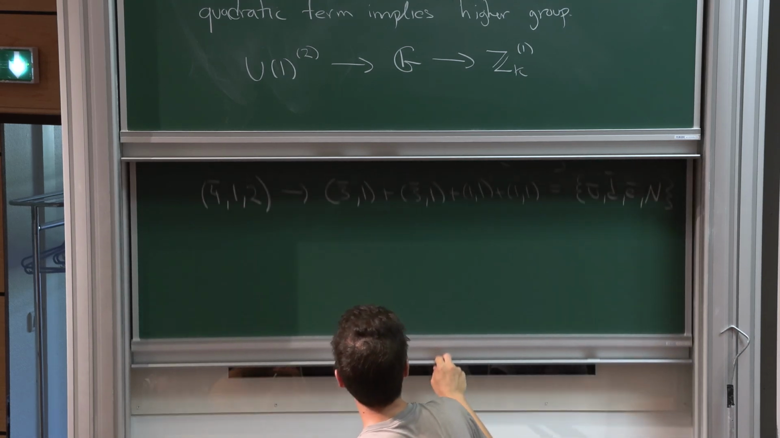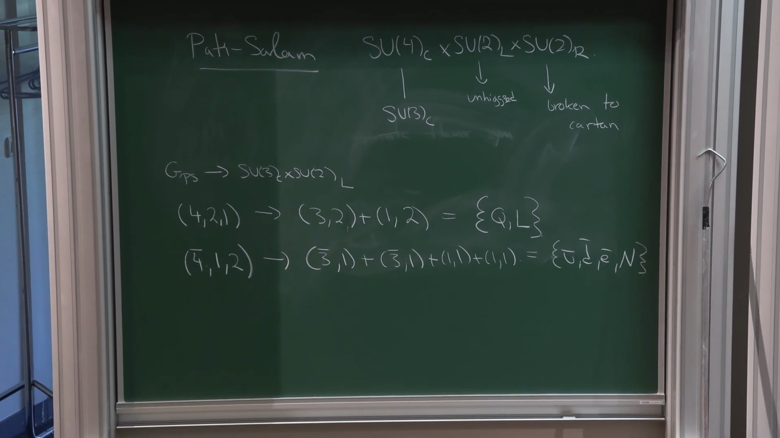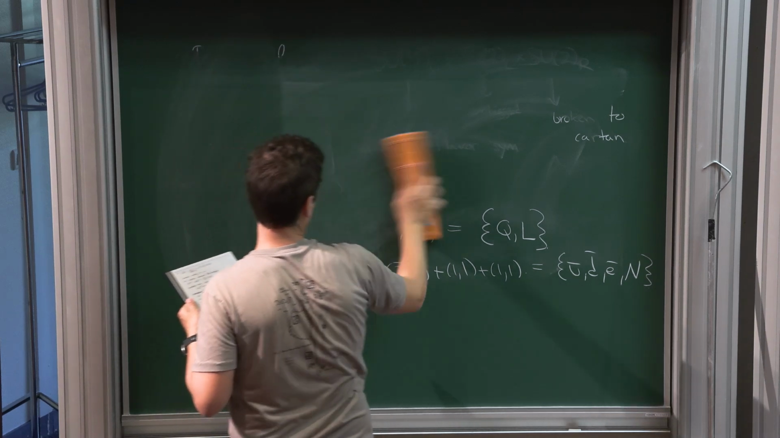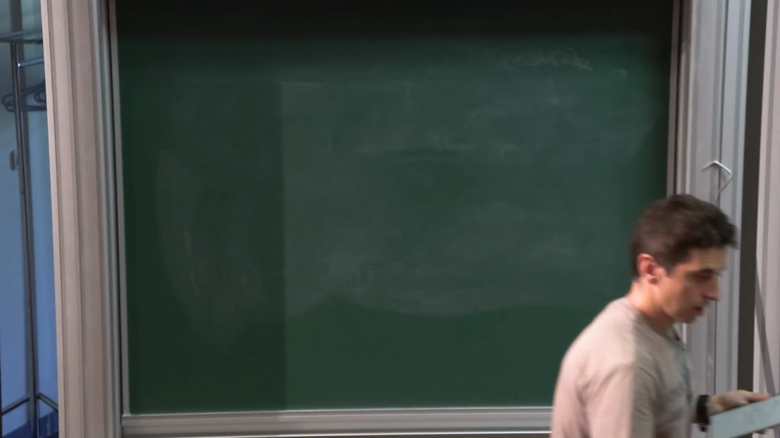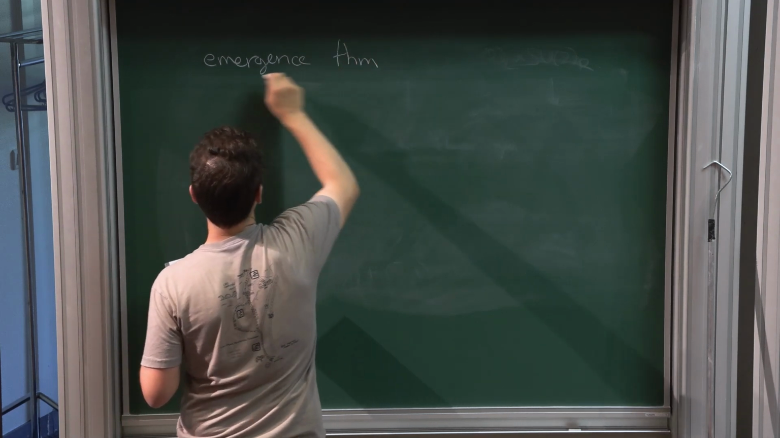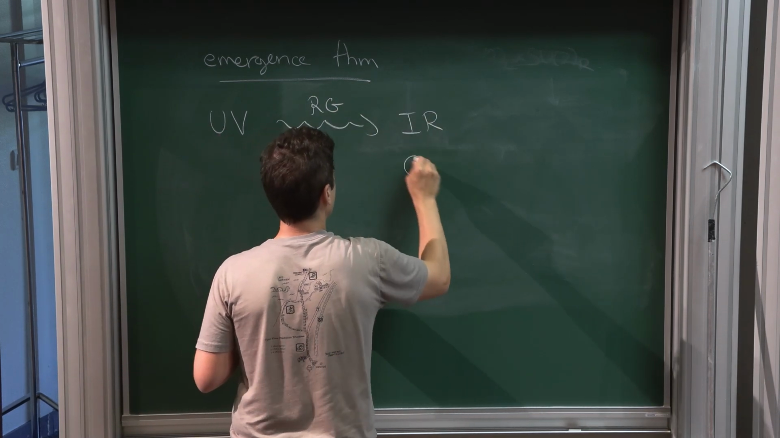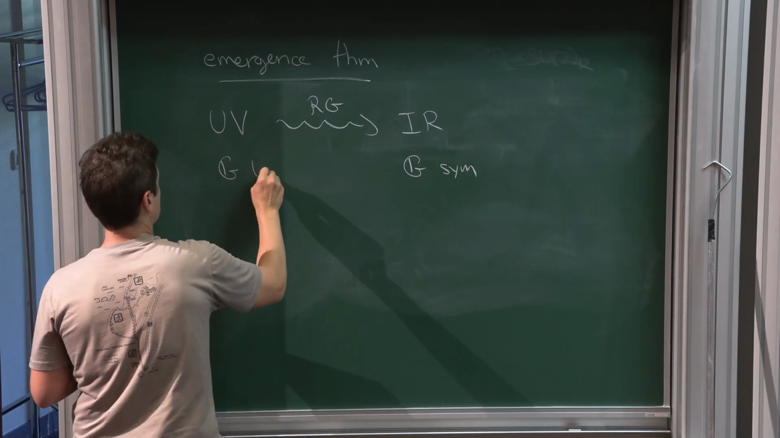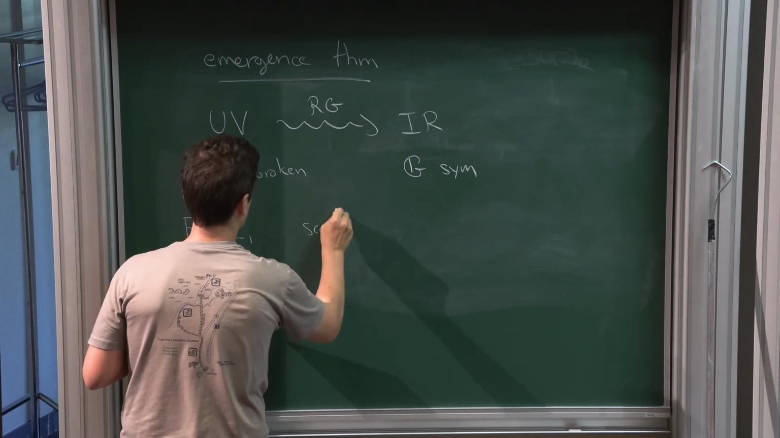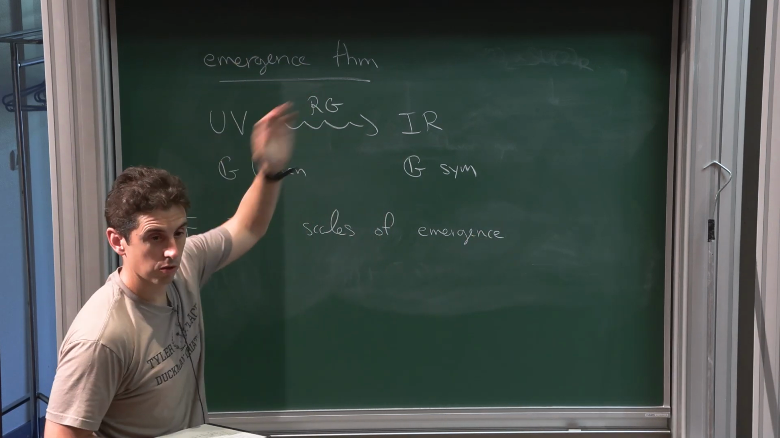And now the last thing I want to tell you is that just like before, we can apply an emergence theorem in this context. Right? We have a quotient and an extent and a subgroup, and the quotient is not a subgroup. So we get a similar kind of emergence theorem. So this is a very general logic whenever you have this kind of higher group structure. So you consider a UV and an RG flow to an IR. Here you have G, and here G is broken. And E2 and E1 are the scales of emergence of the 2-form and 1-form symmetry.